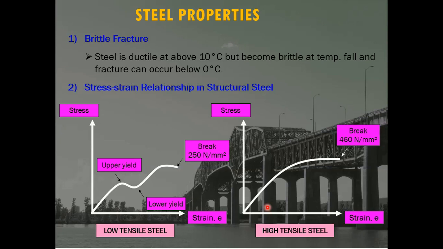Alright, so let's look at some properties of the steel. The first one, the brittle fracture properties. Steel is ductile at temperatures of about 10 degrees and above, but becomes brittle at low temperatures. And when looking into the stress-strain relationship in structural steel, you have the elastic element and then you have the plastic element before it starts to break.